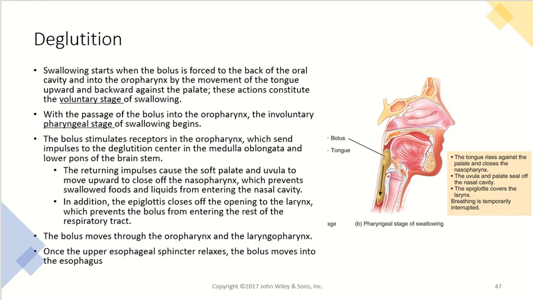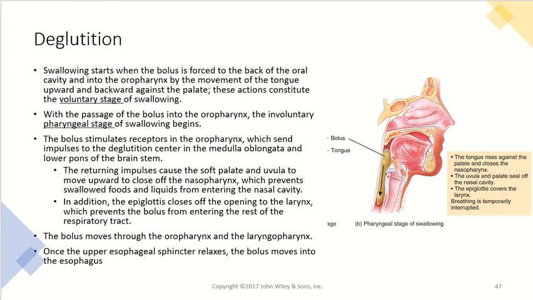The bolus is going to stimulate receptors in the oral pharynx, which are going to send impulses to the deglutition center that's located in the medulla oblongata, as well as in the lower pons of the brainstem. The returning impulses are going to cause the soft palate and the uvula to move upwards to close off the nasopharynx to prevent any food or liquids from entering into that nasal cavity. Obviously, we've all been there when this doesn't work like it's supposed to and you get milk coming out of your nose. But generally, it should help to close off that cavity to help prevent things from getting up into that nasal cavity.